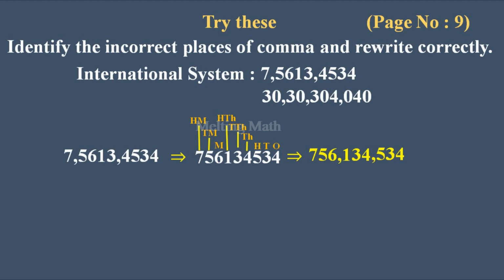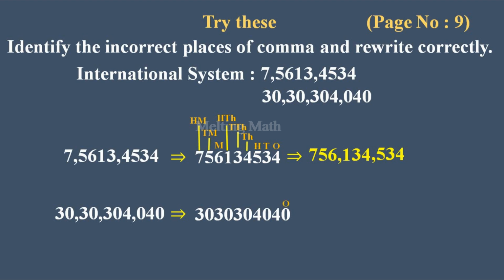Okay, next is another number. First remove all the commas, then write the place of each digit according to the international system. Okay, so here the last digit 0 is in the ones place, next is in the tens, next hundreds, next thousands, next 10,000s, next 100,000s, next million, next 10 million, next 100 million, next billion. Okay, this is the place of each digit according to the international system. Then put the commas based on these places.